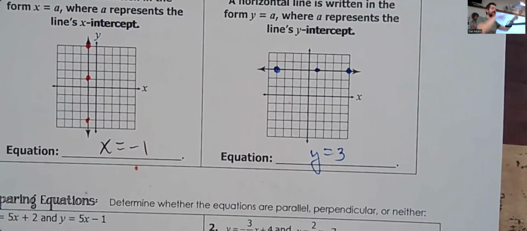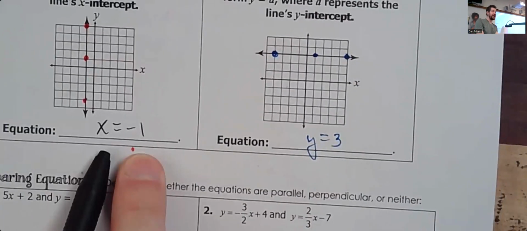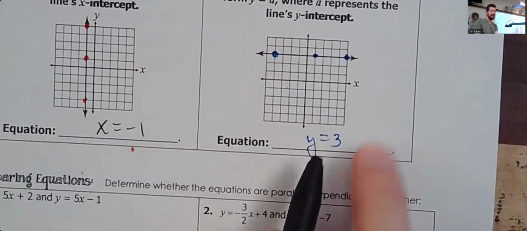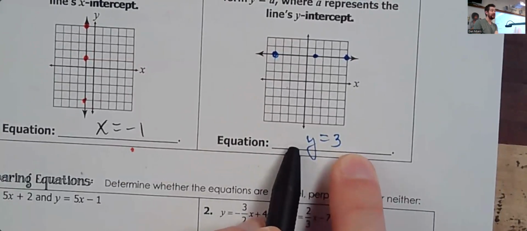So every single horizontal line is just y equals some number. Every single vertical line is just x equals some number. And that's because every x value on a vertical line is the same x value. Every single y value on a horizontal line is the same y value.